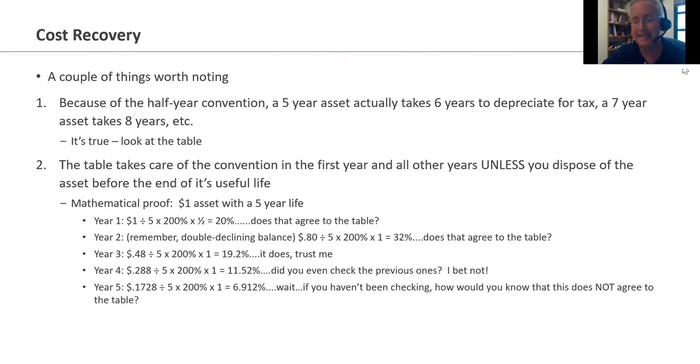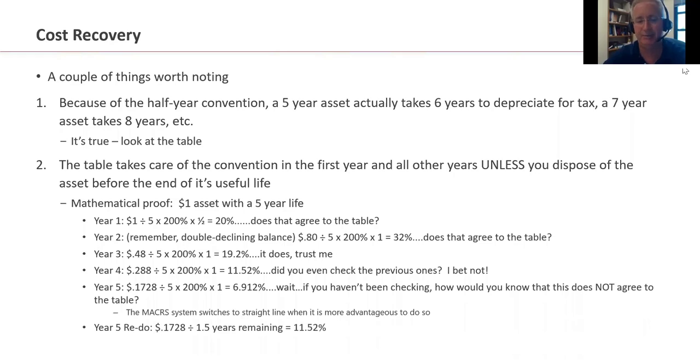So what happens is these tables are built, and the law is built, so that the second straight line depreciation becomes advantageous over double declining balance, you switch to straight line. So that's built into the tables. If I redo year five on a straight line basis, recall that at the beginning of year five, I've got a year and a half left of the life. Because remember, it's not 5 years, it's actually 6 years because I got that extra half a year at the end. So I take the declining balance, multiply by a year and a half, that would give me 11.52. Guess what? That agrees to the table because that's the way the tables work.